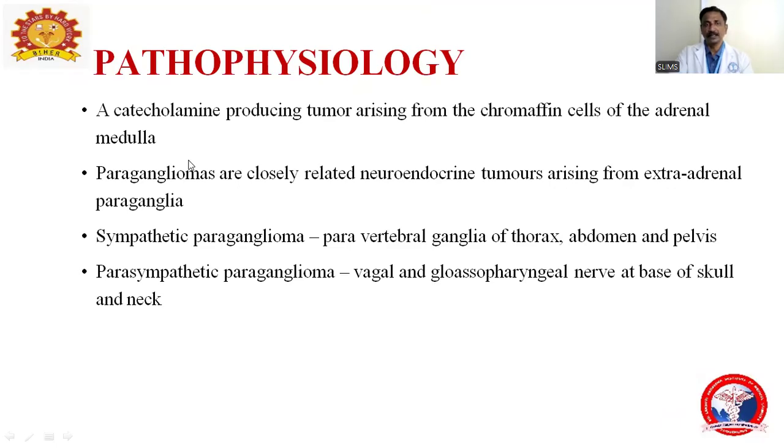Pathophysiology. A catecholamine producing tumor arising from the chromaffin cells of the adrenal medulla. Paraganglioma are closely related neuroendocrine tumors arising from extra-adrenal paraganglia. Sympathetic paraganglioma arise from paravertebral ganglia of the thorax, abdomen, and pelvis. Parasympathetic paraganglioma arise from vagal and glossopharyngeal nerve at the base of skull and neck.